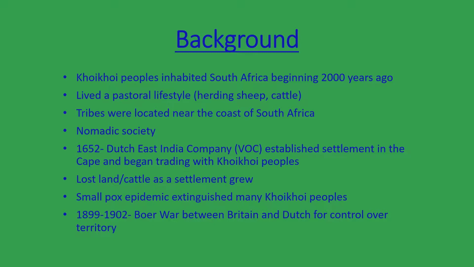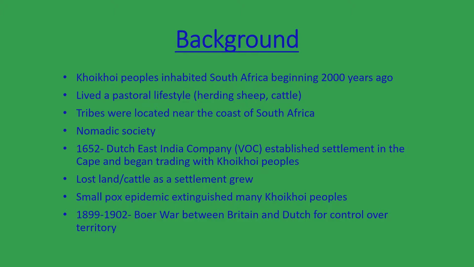Okay, so here's some background information. The Khoikhoi people inhabited South Africa beginning 2,000 years ago. They lived a pastoral lifestyle, herding sheep and cattle. So they sought out pastures near the coast in modern-day Namibia and the Eastern Cape. They were a nomadic society, so that means they moved around often according to the seasons to find grazing lands for their animals. Their houses were very light and easy to set up and take down because of this.